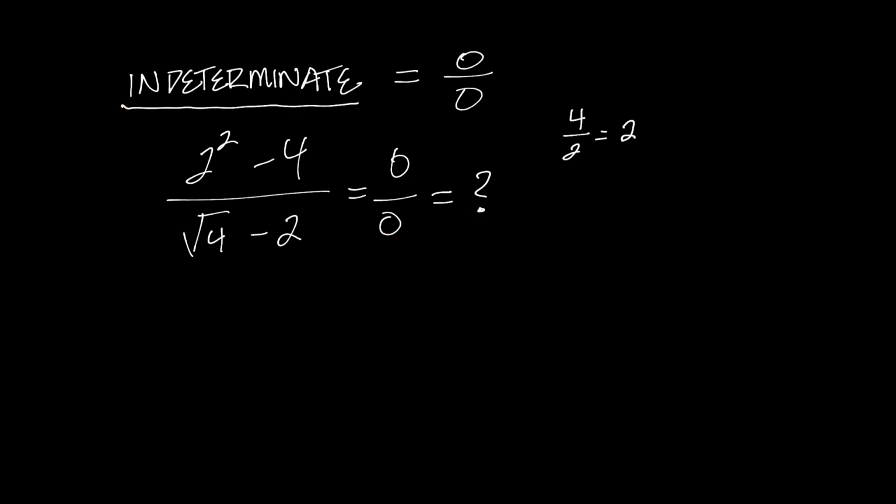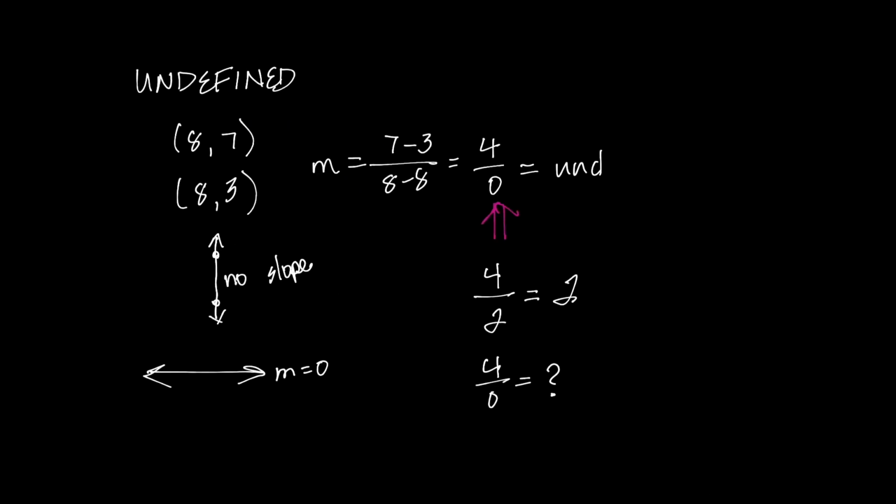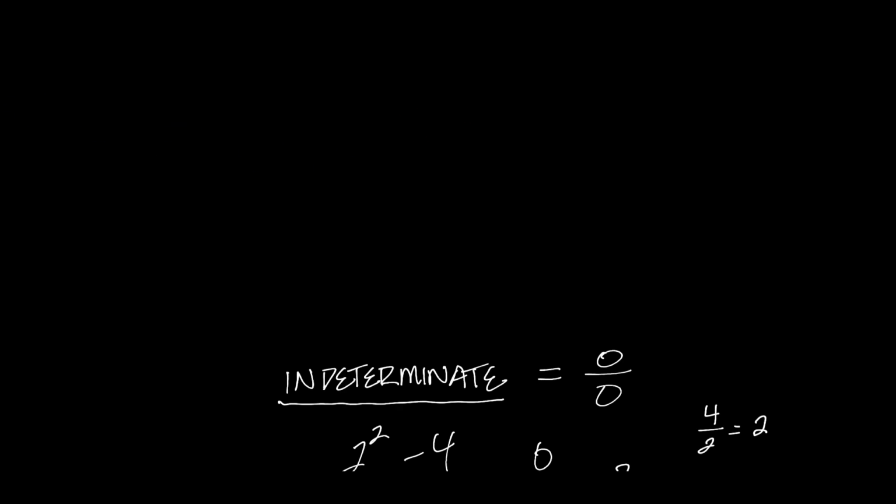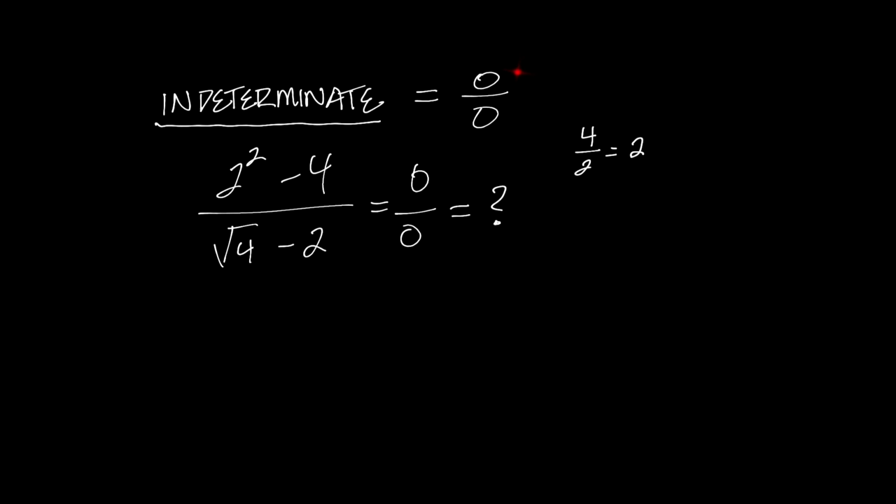So indeterminate versus undefined. And that is kind of the easiest way to learn that. Undefined is any real number that's not a 0 divided by a 0. And indeterminate is 0 divided by 0. And that is the difference between undefined and indeterminate.